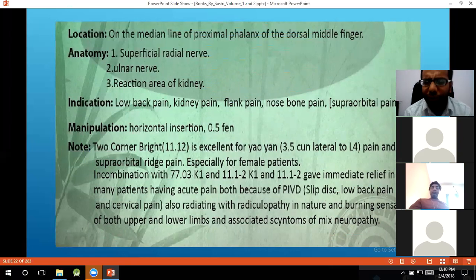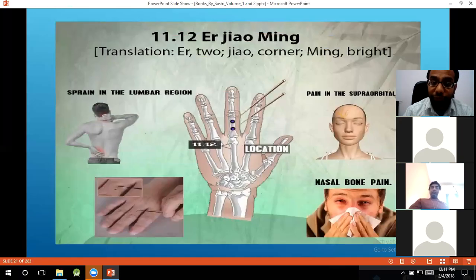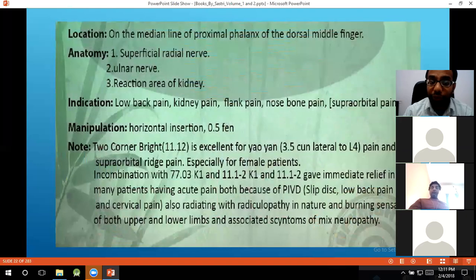In my case, I will just combine it with kidney 1. Whenever there is a severe pain that could not subside, I just use 11.12 with this one, kidney 1.